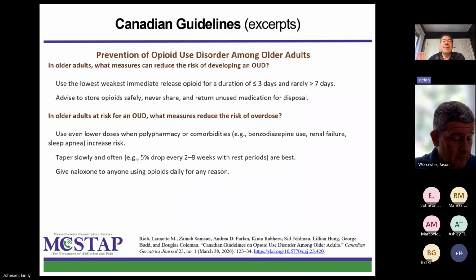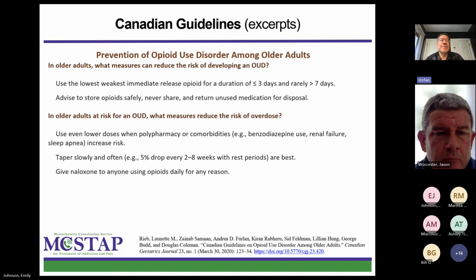There are some guidelines, US and Canadian. We took some excerpts here. Some of the main questions and main approaches that may be the same and different in older individuals include how do we reduce the risk of an opioid use disorder when prescribing for the elderly? Going low, going slow, and increasing slowly. We want to use the lowest effective dose, the weakest formulation, and never change it in less than 3 days or 7 days even. Try to keep it to less than 3 to 7 days if for an acute illness.